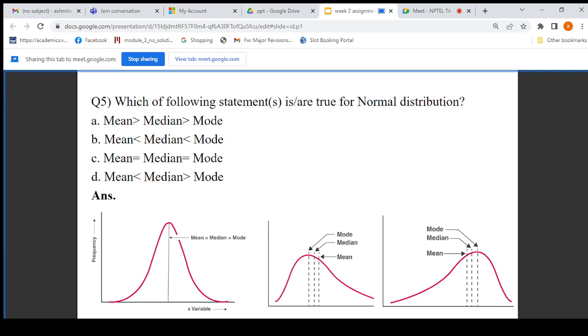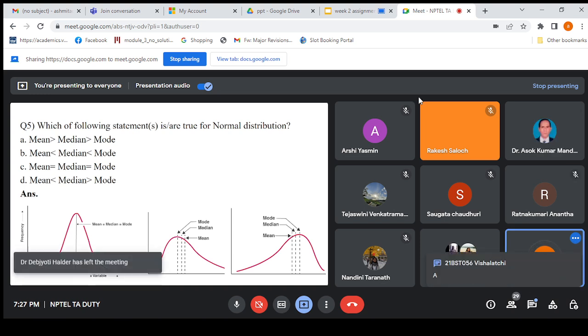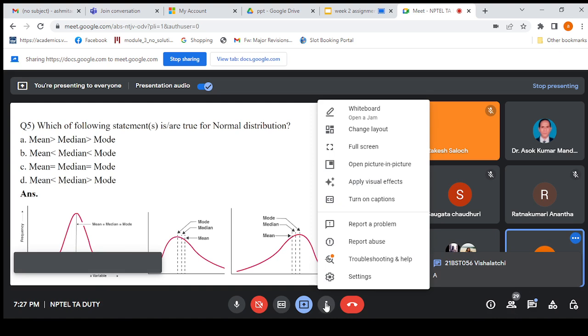Okay, so who all tell that the left one is the normal distribution, and who all say the middle? First tell me who all say the left one is the normal distribution picture. Can you react? I think there is a react option. The left one is perfectly normal distribution. The other two are near normal.